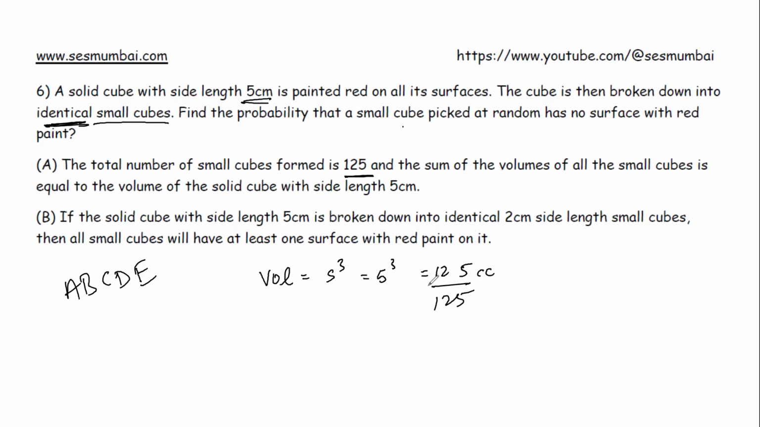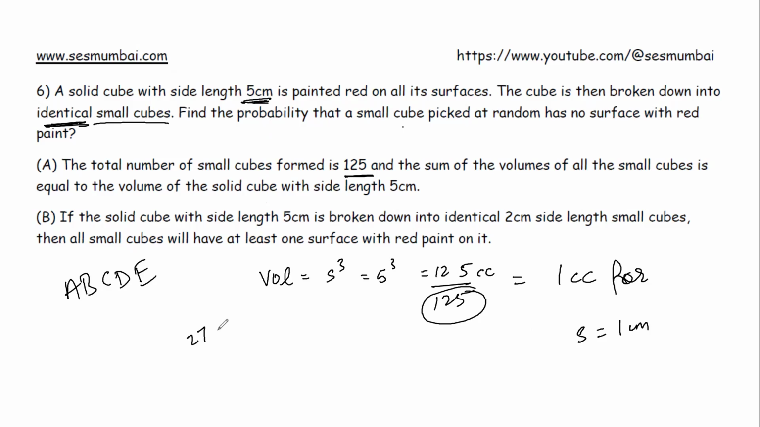The question states identical. Now, the first statement clearly tells us there are 125 smaller cubes formed, and the sum of their volumes is equal to the volume of the bigger cube. So we can simply divide the volume of the bigger cube by the total number of cubes, which is 125, and that gives me 1 centimeter cube for the volume of the smaller cube, right? And if the volume of the smaller cube is 1 cc, that means the side length of the smaller cube is 1 centimeter. So now we know we are forming identical smaller cubes of side length 1 centimeter.